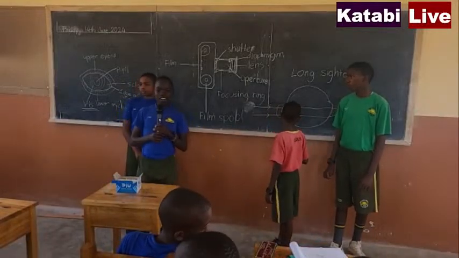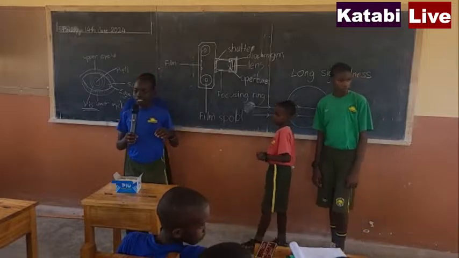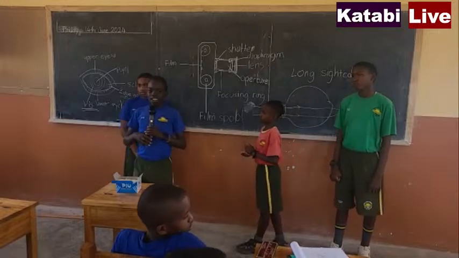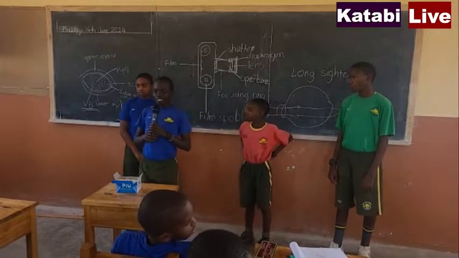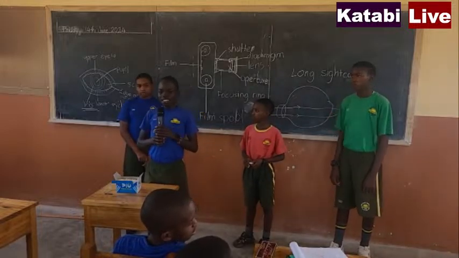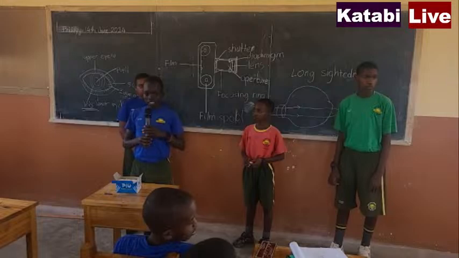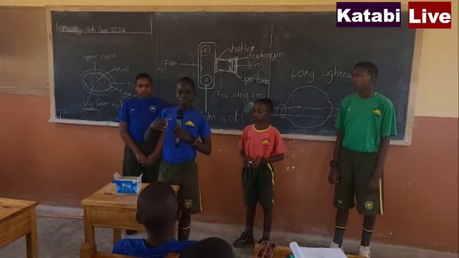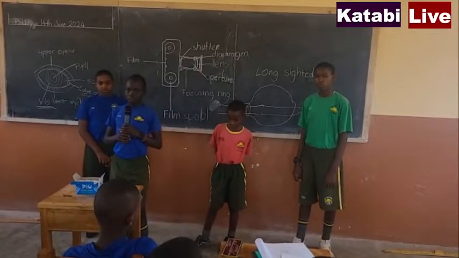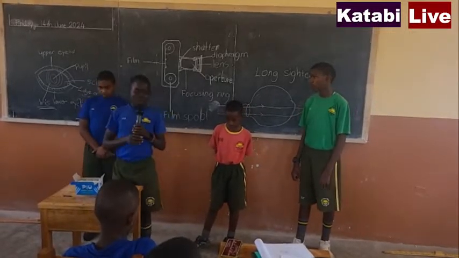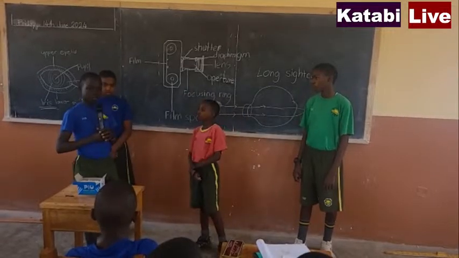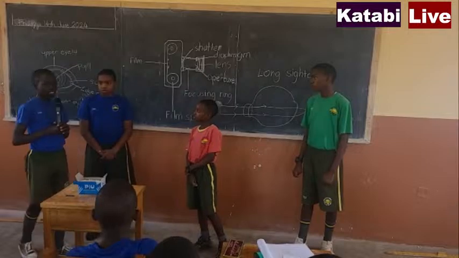So I hope you have known what causes short-sightedness and how it is corrected. As we said, we correct it by wearing spectacles with concave lenses. How do they correct short-sightedness? He has just explained right now. I hope you have understood. So now we are going to the other eye defects. Let me give my colleague the chance to talk about astigmatism.